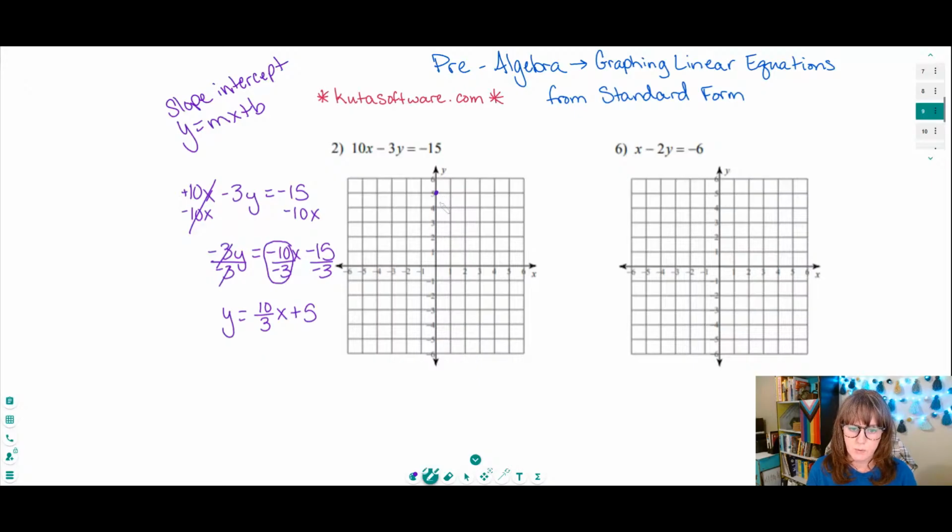So let's see. We're going to go 1, 2, 3, 4, 5, 6, 7, 8, 9, 10, and we're going to go to the left, 1, 2, 3. And so you can see that when I connect these 2 points, it is going up as we go to the right. So I do have that positive slope going up and to the right. So we're good there. And that's graphed. We're done with that one.